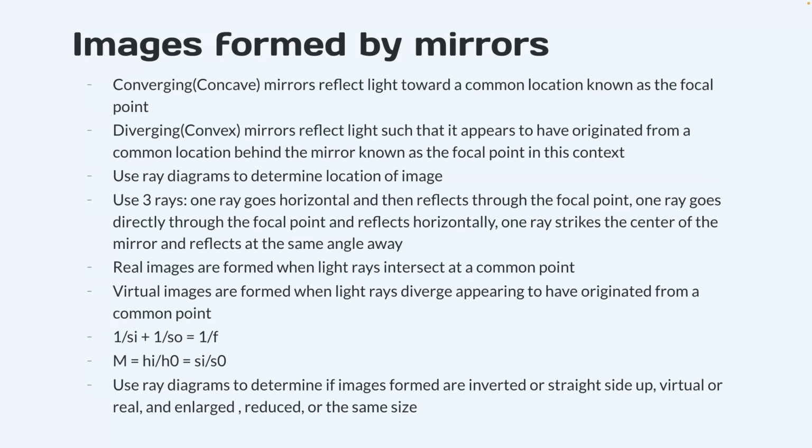So this is an equation that describes the location of the image, the object, and the focal length. 1 over s_i plus 1 over s_o is equal to 1 over f. And magnification is described by how large the resulting image is, the height of it compared, or the distance, I mean. So h_i over h_o is equal to s_i over s_o, and that's the magnification. We use ray diagrams to determine whether images formed are inverted, upright, virtual, real, enlarged, reduced, or the same size.